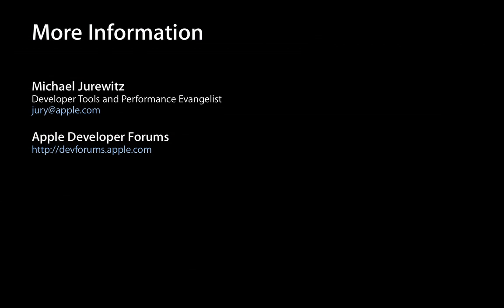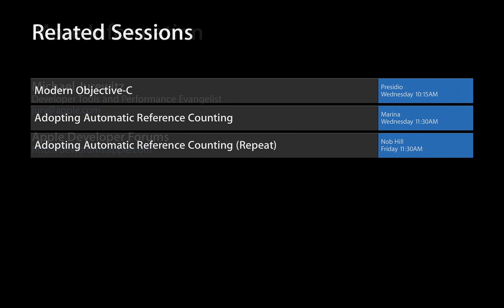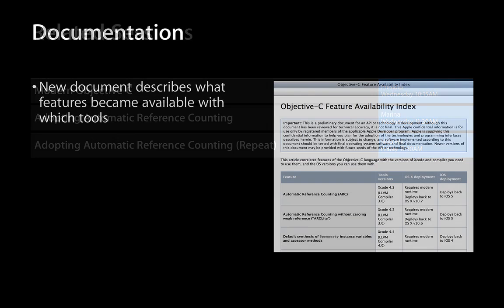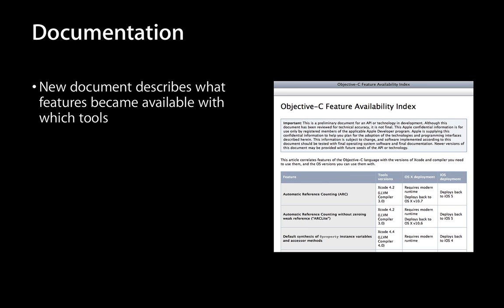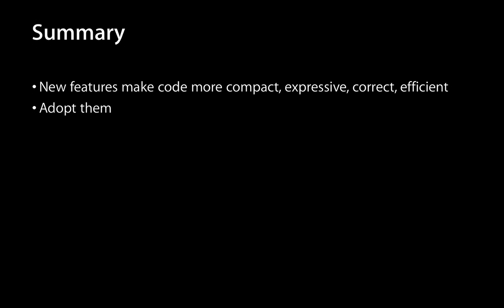So, to wrap up, for more information about all of this, talk to Michael Jurewitz. There are several sessions, two of which have already happened. There is also now a new document that describes, well, hopefully everybody is adopting all of the latest features and using the latest version of Xcode anyway, but if you do need to support a particular version of the tools, there's now a document that tells you what features are available in which particular release of the tools. The important thing, though, is to adopt these new features. They'll make your code better and give you less to type.